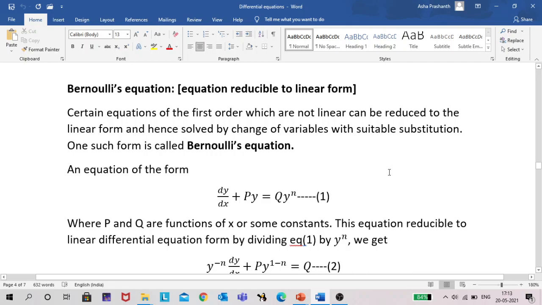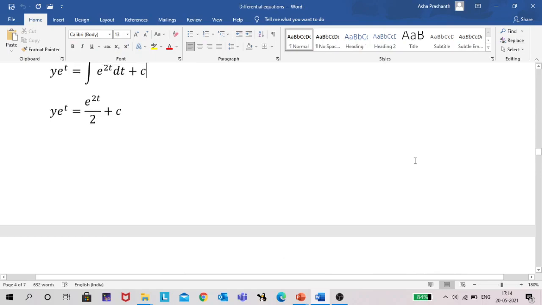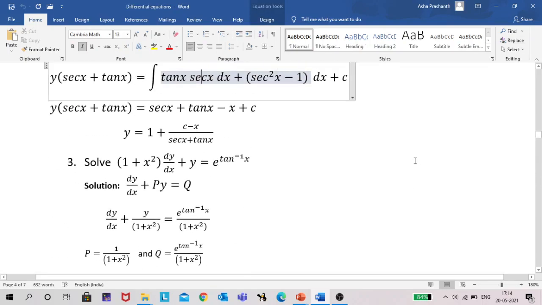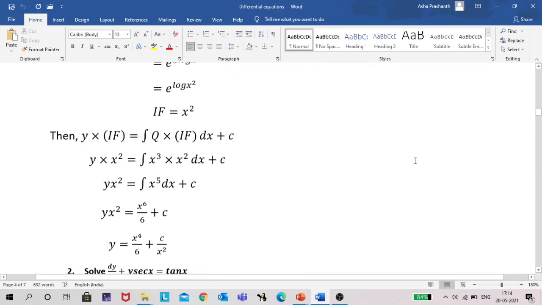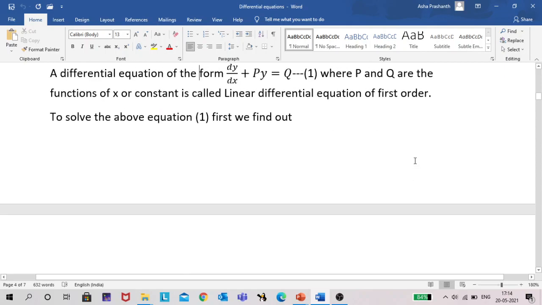In the last video, we discussed the linear differential equation. Today, we are going to discuss another topic, that is equations reducible to linear form, that is Bernoulli's form. I hope you all understood linear differential equations. The linear differential equation is of the form dy by dx plus py is equal to q, where p and q are functions of x or some constants.